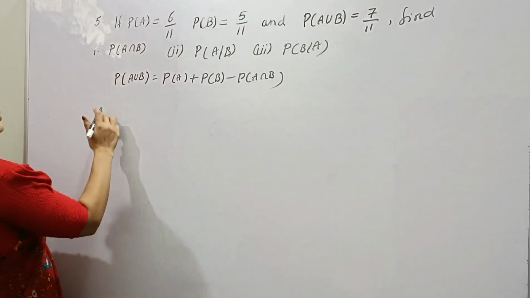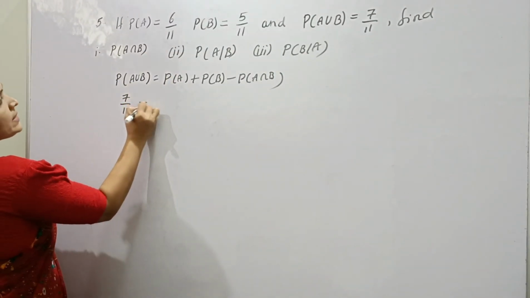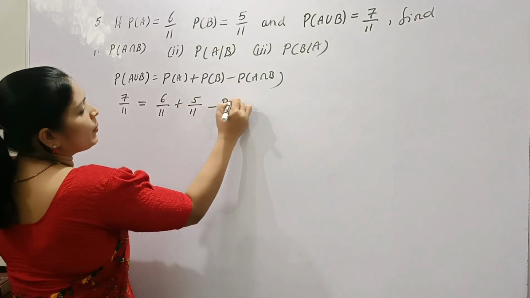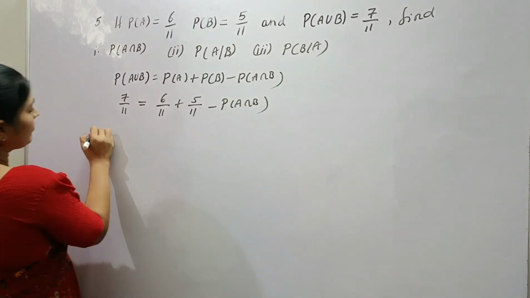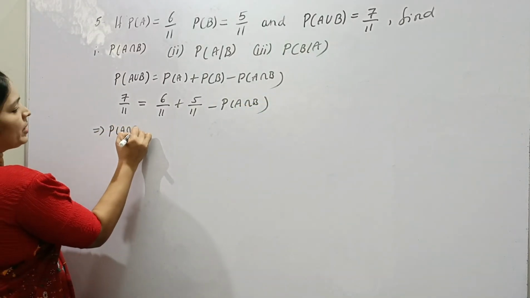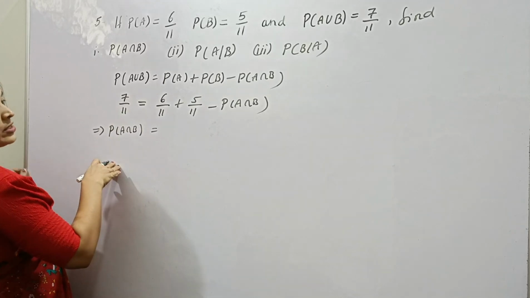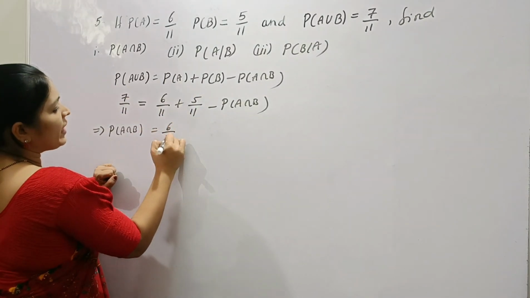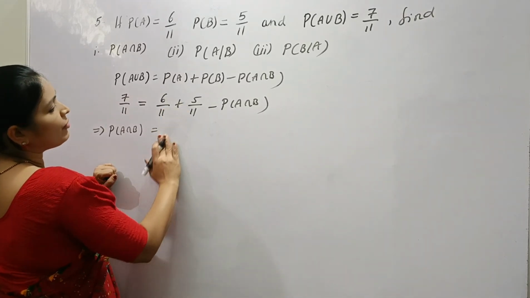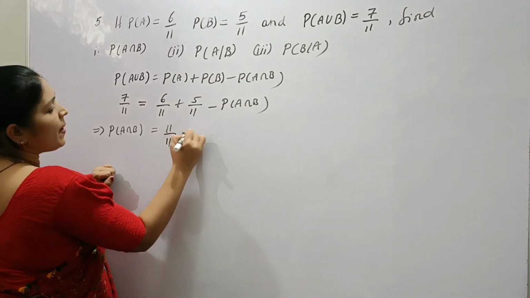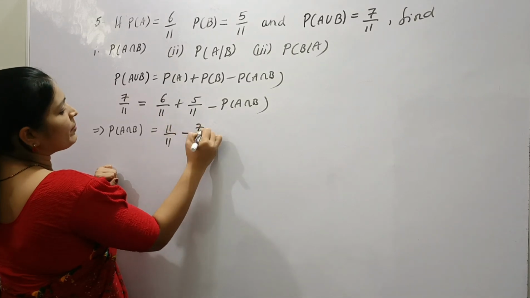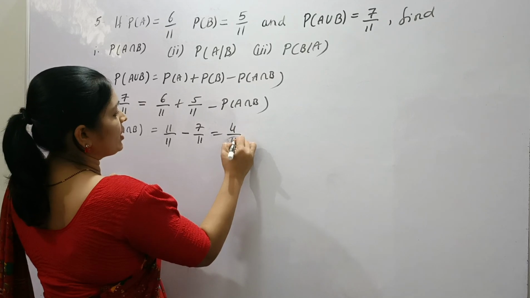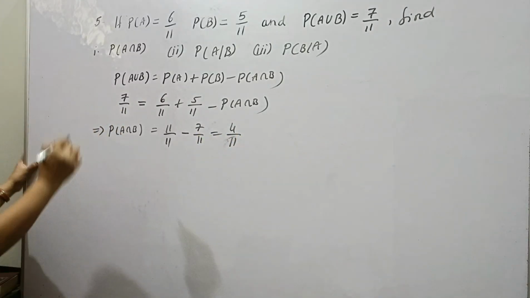So let's substitute these values. 7 by 11, that is equal to 6 by 11 plus 5 by 11 minus probability of A intersection B. That implies probability of A intersection B is equal to, take probability of A intersection B to the left side and take this 7 by 11 to the right side. So 6 by 11 plus 5 by 11 is 11 by 11 minus 7 by 11, that is 4 by 11. 4 divided by 11.